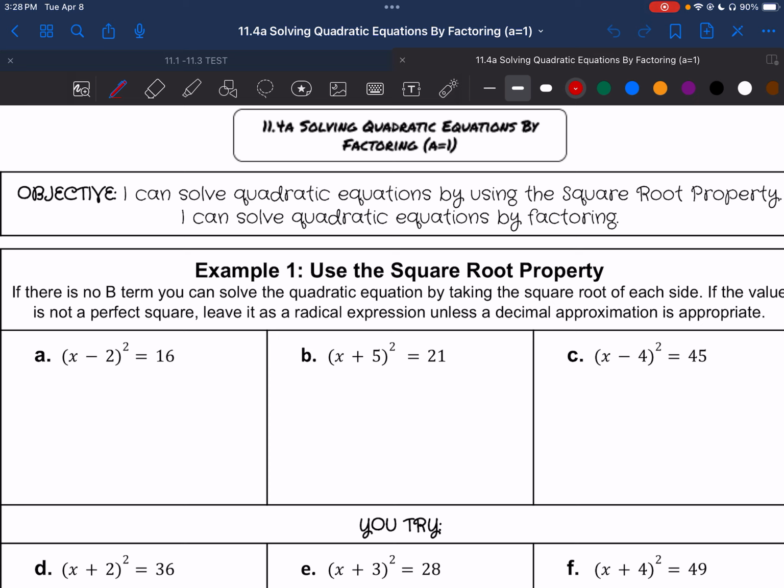If you have a quadratic equation and there is no b term, you can solve the quadratic equation by taking the square root of each side. If the value is not a perfect square, you can leave it as a radical expression unless a decimal approximation is more appropriate. So let's take a look at letter A.